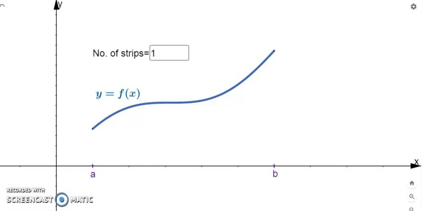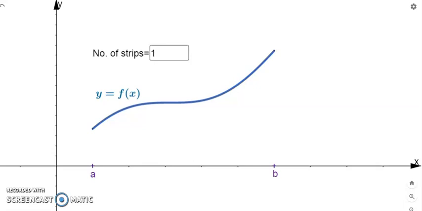Hi everyone, in this video we are going to make use of GeoGebra to visualize how the trapezoidal rule is used to approximate the value of a definite integral. In this case, we relate the definite integral that we're going to evaluate and approximate to an area under a curve. And this area we're going to approximate using trapeziums, the area of a trapezium.